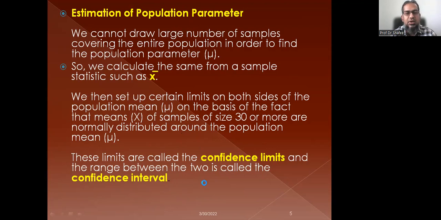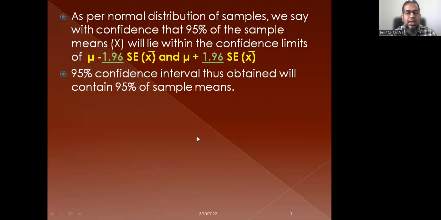We will understand this on a sample photograph. As per the normal distribution, we say with confidence that 95% of the sample means will lie within the confidence limit. Now, what is the confidence limit? Population mean minus 1.96 standard error of mean to population mean plus 1.96 standard error of mean. So this is the confidence limit.